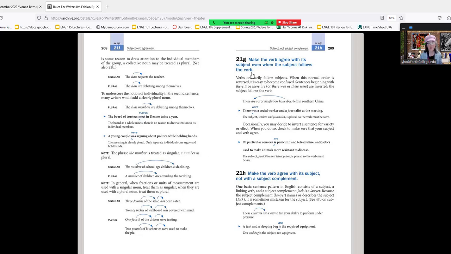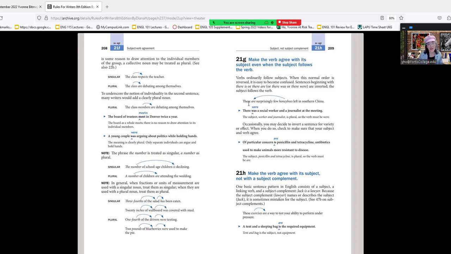Make the verb agree with its subject even when the subject follows the verb. Subjects usually come before the verb. But in certain cases, where you have there was, the subject comes after the verb. And so there are surprisingly few honeybees left in southern China. And therefore, what is the subject in this sentence? So this is one of the unusual instances where the subject comes after the verb.